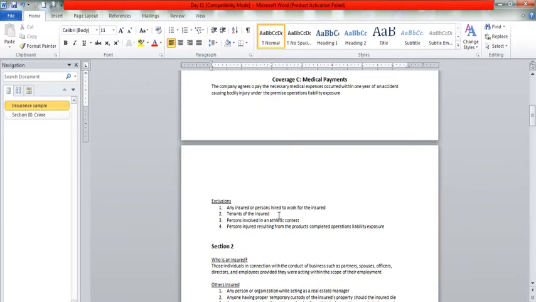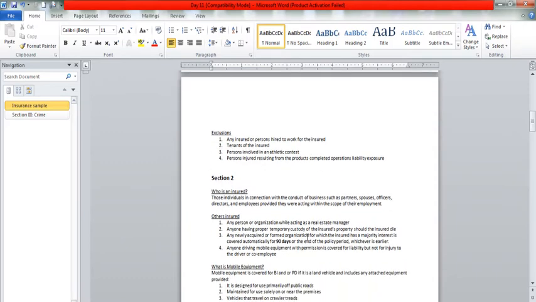One of the other exclusions is any insured or person hired to work for the insured. Again, what do we have? We have something called workers' compensation. That's completely different than the medical payments. Workers' compensation will be covering your medical expenses, but that's different than the medical payments.